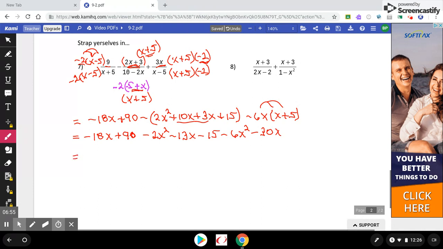So it's a matter of me combining like terms now. Those are both x squared. Let's add them up. -8x squared. I see a -18x and a -13x, which would be -31x, and a -30x for -61x. So I got everything but the 90 and the -15, which makes 75. Can you combine any of those? No. So I'm done.